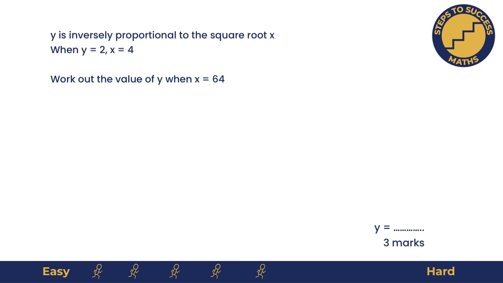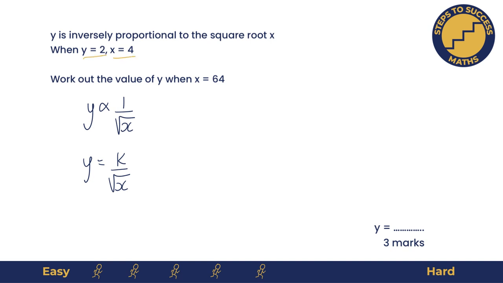Y is equal to 2 when x is equal to 4. Work out the value of y when x is 64. So y is proportional to 1 over the square root of x. Y is equal to k over the square root of x. Use the values. Y is 2, x is 4.